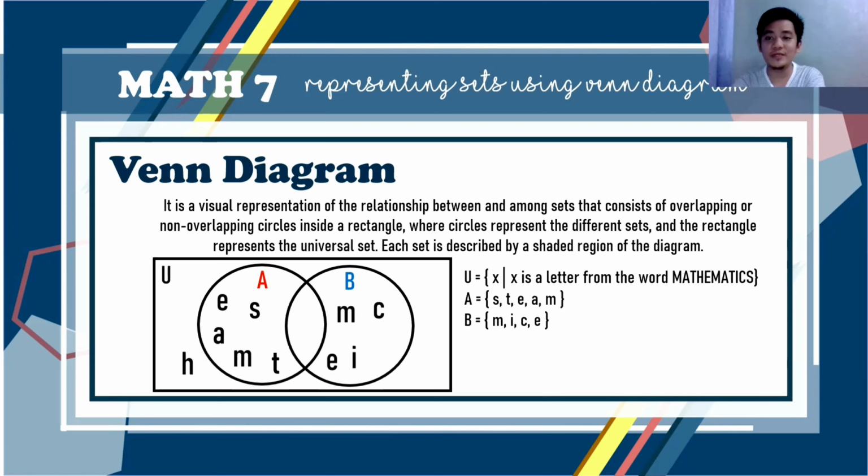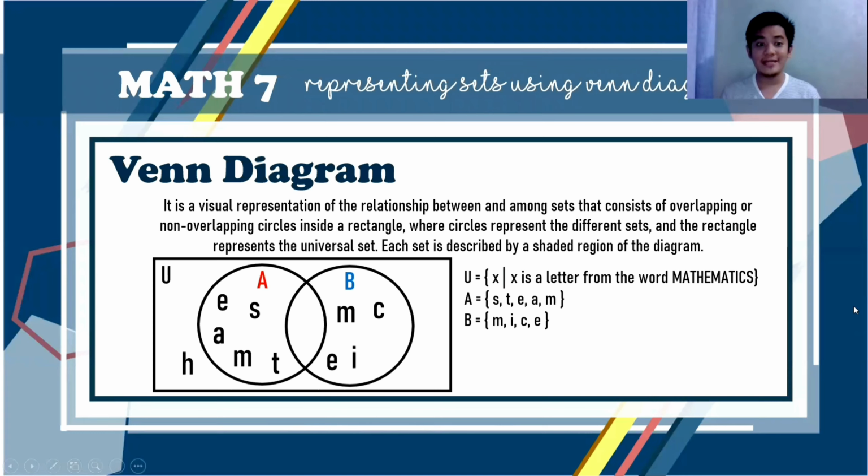As you can see here, we have the circle A, where the circle A contains S, T, E, A, M, where these elements are the elements of set A. And set B contains all the elements of set B, which are M, I, C, and E. And we have here the element H, which is not contained in either set A or set B, so it will just be contained in the universal set outside the circles.